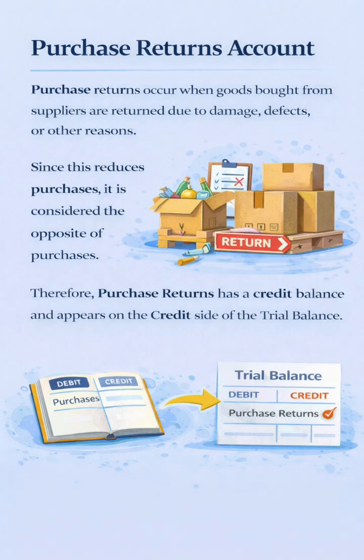Purchase returns account. Purchase returns occur when goods bought from suppliers are returned due to damage, defects, or other reasons. Since this reduces purchases, it is considered the opposite of purchases. Therefore, purchase returns has a credit balance and appears on the credit side of the trial balance.